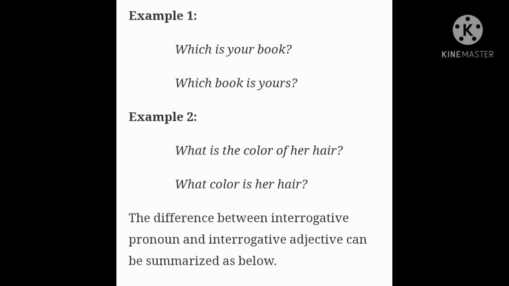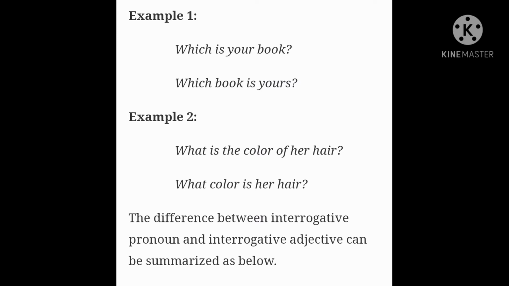In the second sentence, which book is yours? In this sentence, which is placed just before book, a noun. And in this sentence, which book is yours, book becomes the subject. And hence, which is qualifying the subject, the noun book, and becomes an adjective. So in the first sentence, which is your book, when which is placed just before the verb, it is an interrogative pronoun. But in the next sentence, which book is yours, which is qualifying the noun book and becomes an adjective, to be precise, an interrogative adjective.